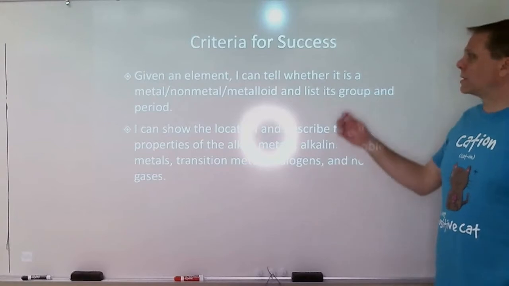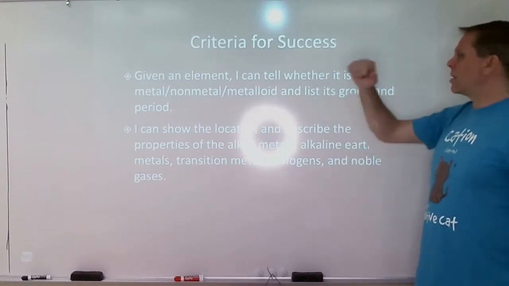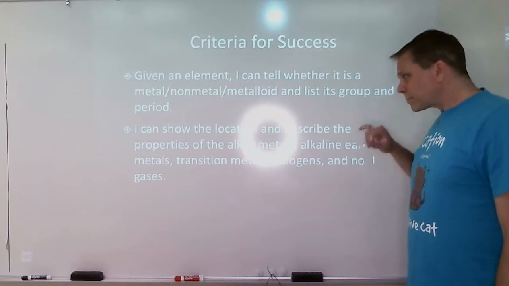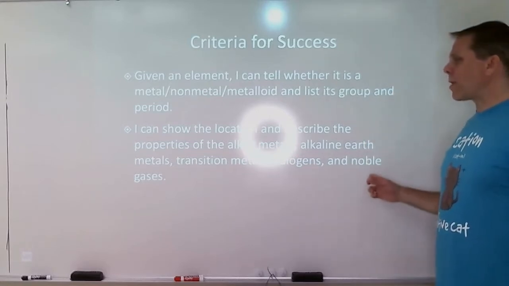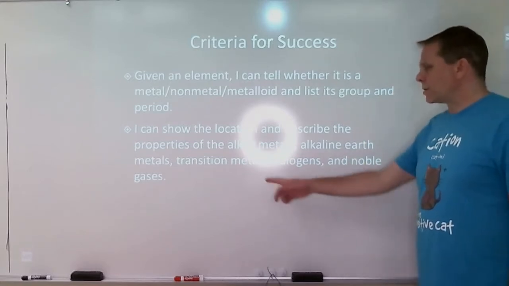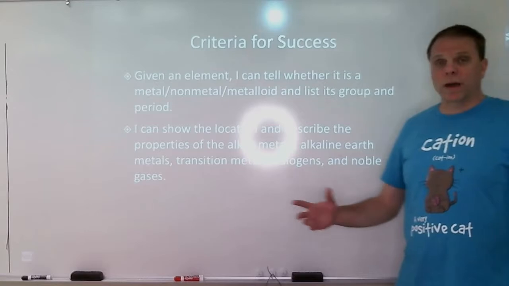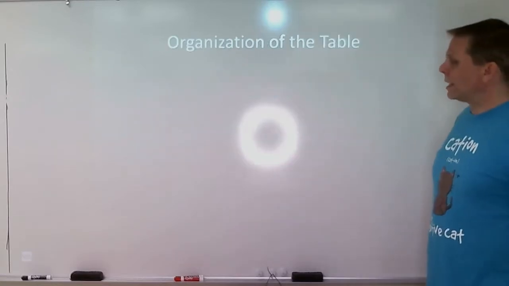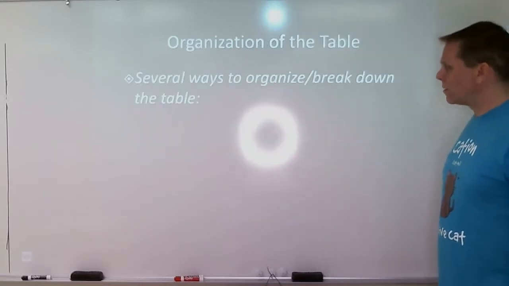So your criteria for success: given an element, you're going to be able to tell whether it's a metal, non-metal, or metalloid, and list the group and period. Then you're going to show the location and describe the properties of the alkali metals, alkaline earth metals, transition metals, halogens, and noble gases. We've got a few different parts of the periodic table that we're going to make sure that we can identify. Let's talk about the organization of the periodic table.